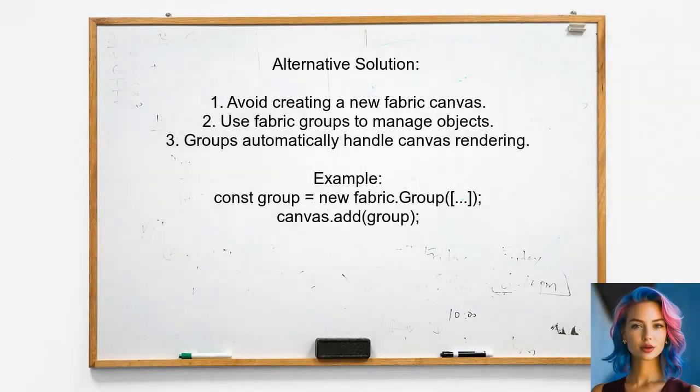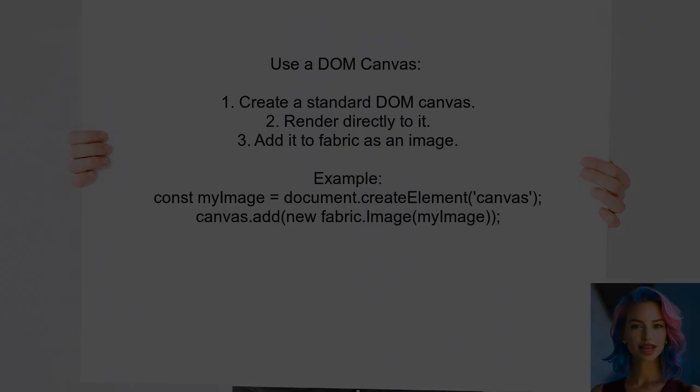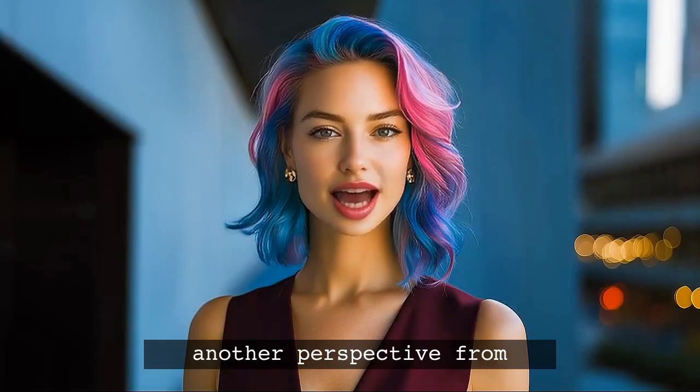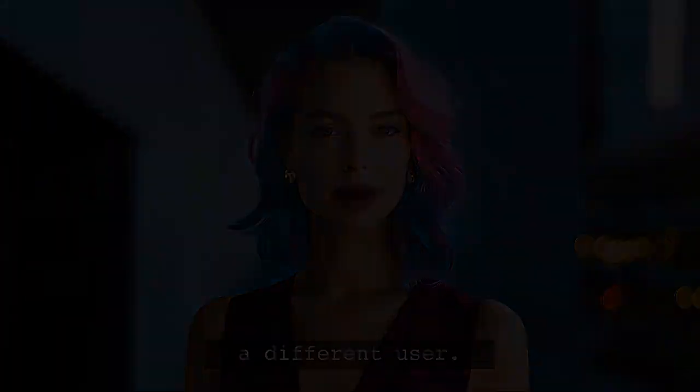An alternative approach suggests not to create a new canvas inside another canvas. Instead, use Fabric's built-in group functionality. This method avoids unnecessary overhead and simplifies your code. Additionally, you can use a standard DOM canvas as an image in Fabric. This method can reduce rendering overhead and improve performance. Let's check out another perspective from a different user.